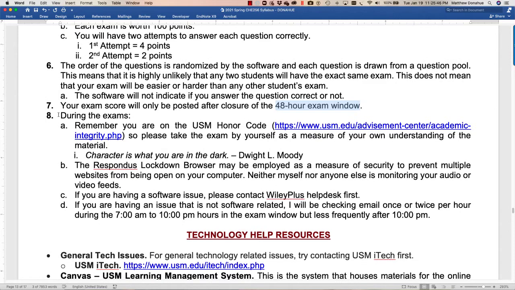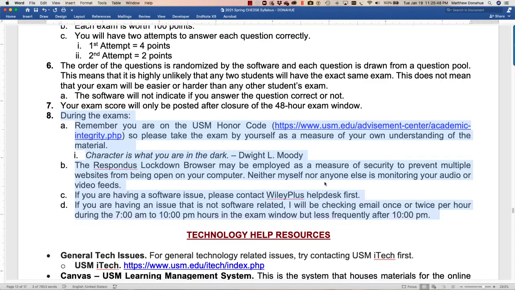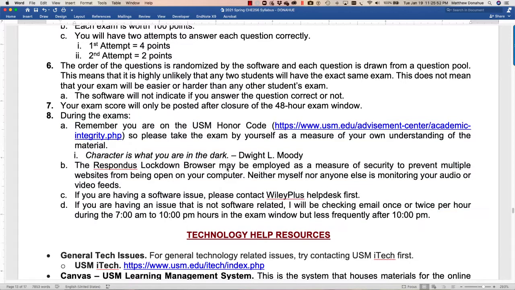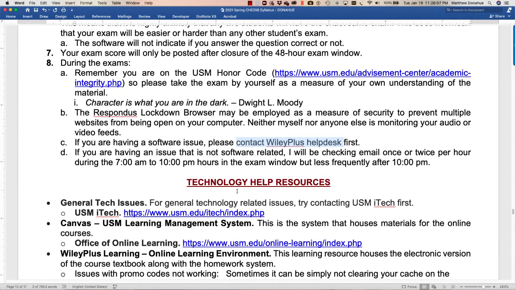So please read these items here. I strongly encourage you, if you're going to take the exam, to take it during daylight hours, because if you run into an issue at night, you're most likely not going to get help from Wiley+ or myself, because I'll probably be sleeping.